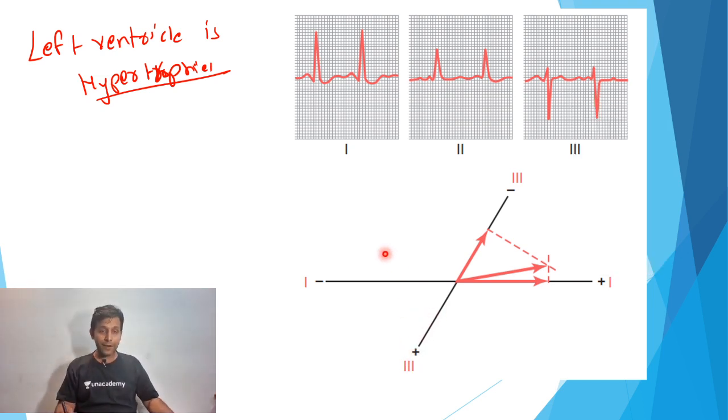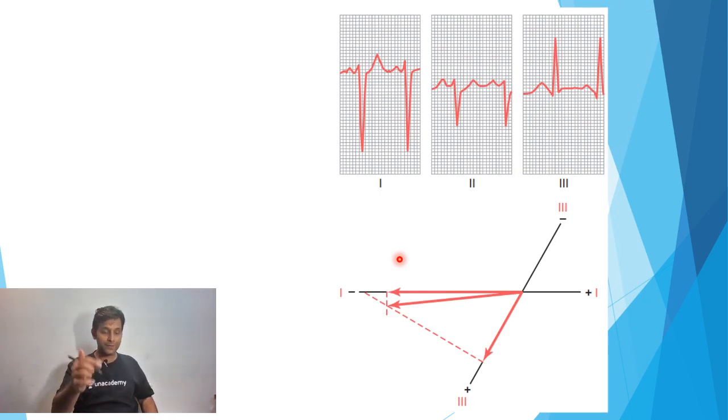Okay. Now, let us take the other example also. Yes. What is this shift? People in the group, can you tell me what this shift is here? Is it a left or right axis deviation?